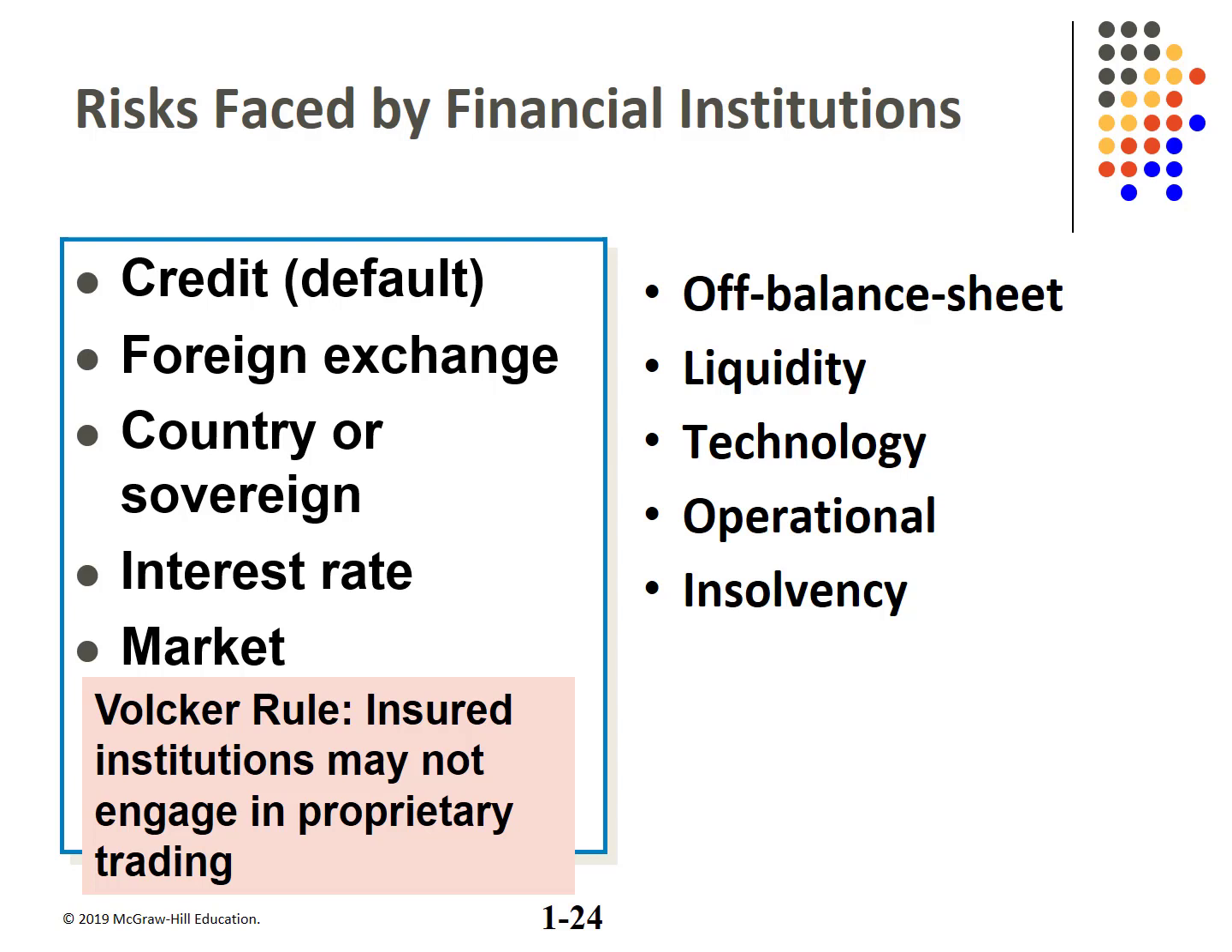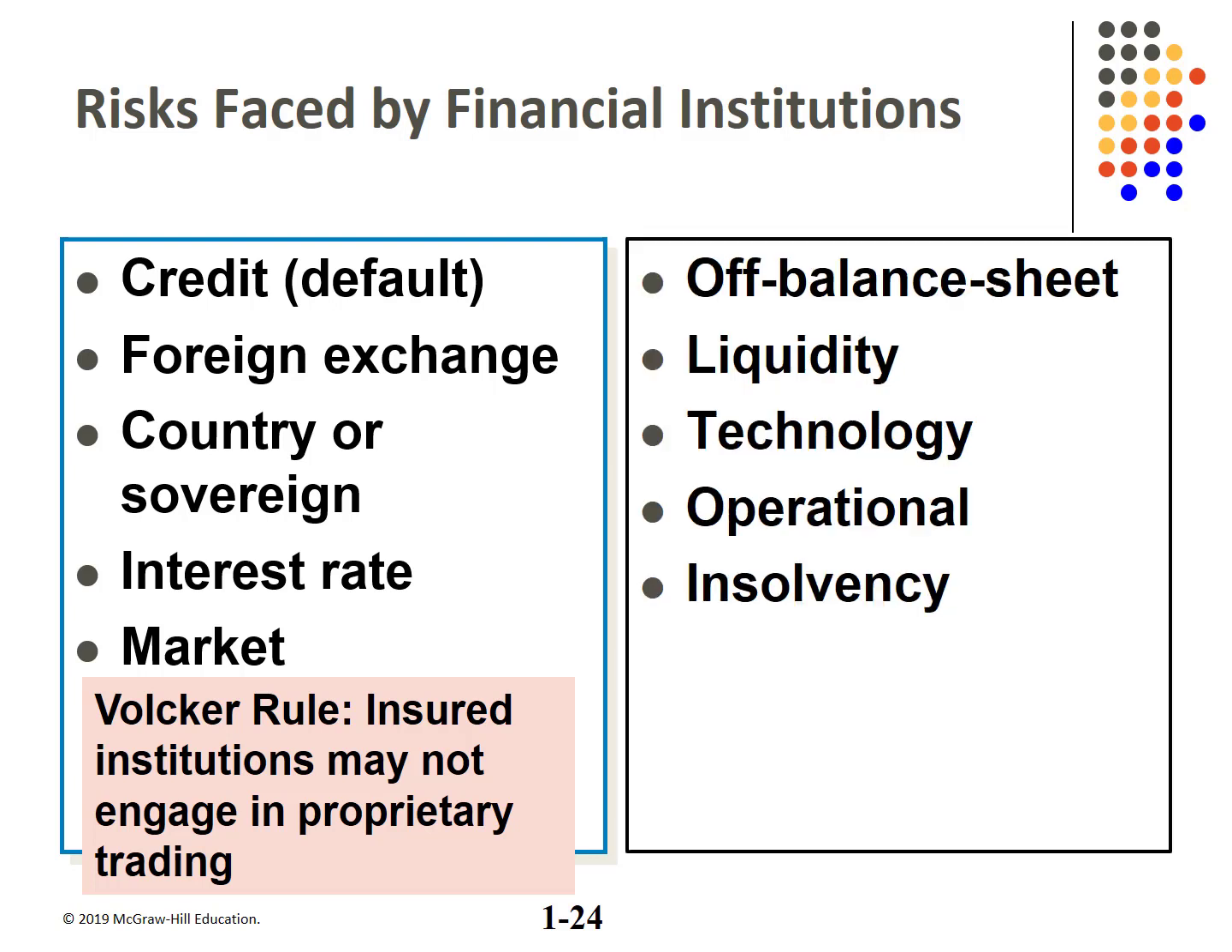Financial intermediaries are exposed to a wide variety of risk. Stocks, bonds, or loans may default. International investments face foreign exchange and sovereign risk. Interest rate risk can come from mismatching the maturities of assets and liabilities. If a financial intermediary trades for their own account, they're exposed to market risk. Off-balance sheet risk refers to holding contingent assets and liabilities off the balance sheet. Liquidity risk can come from withdrawals. Technology and operational risk should be obvious. As financial intermediaries, they require substantial back-office operations to support their business. And finally, they face the risk of insolvency if they don't have enough reserves to offset a sudden loss.